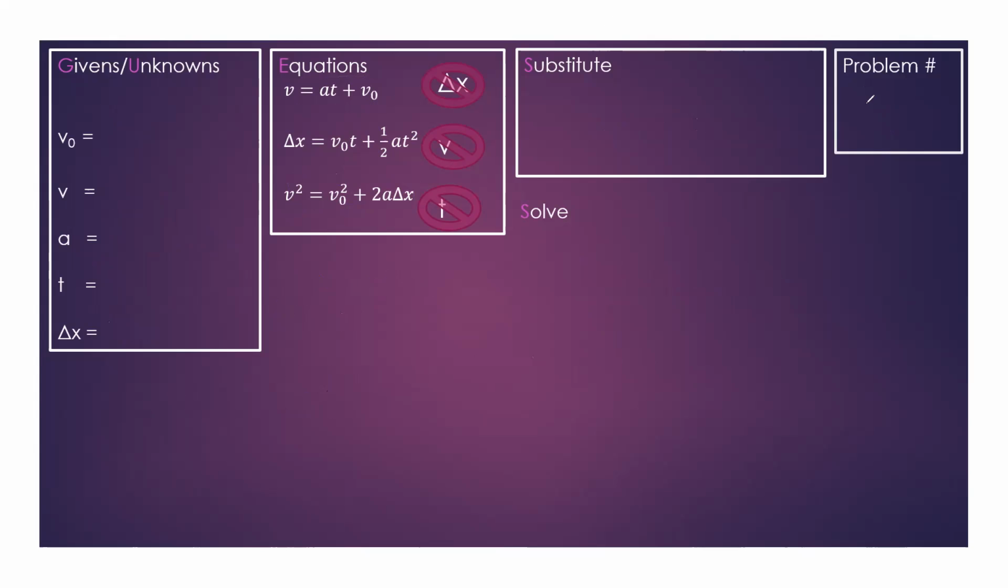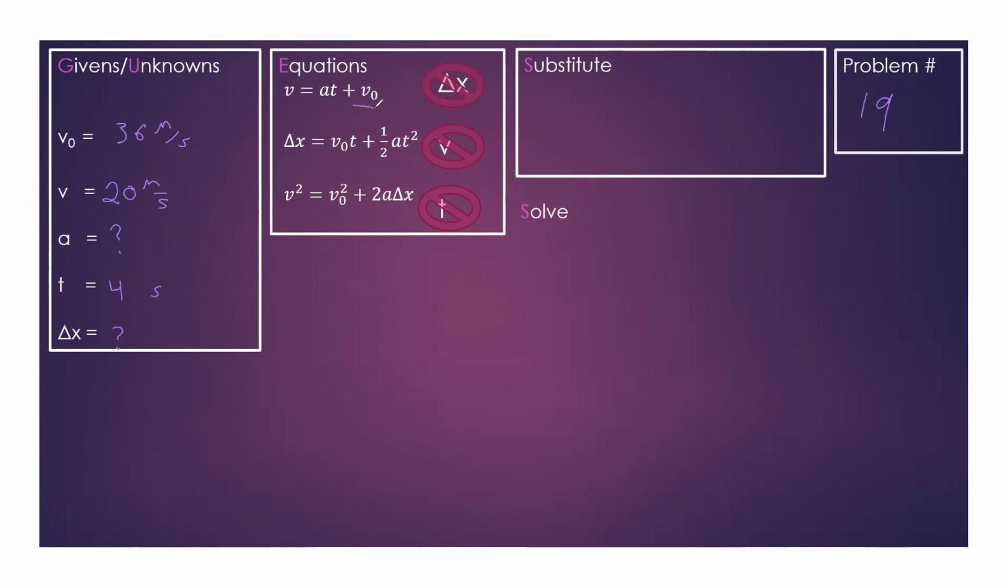Problem 19. A car goes from 36 meters per second to 20 meters per second in 4 seconds. What is its acceleration? And then we're going to ask how far did it travel. So first up is the acceleration.